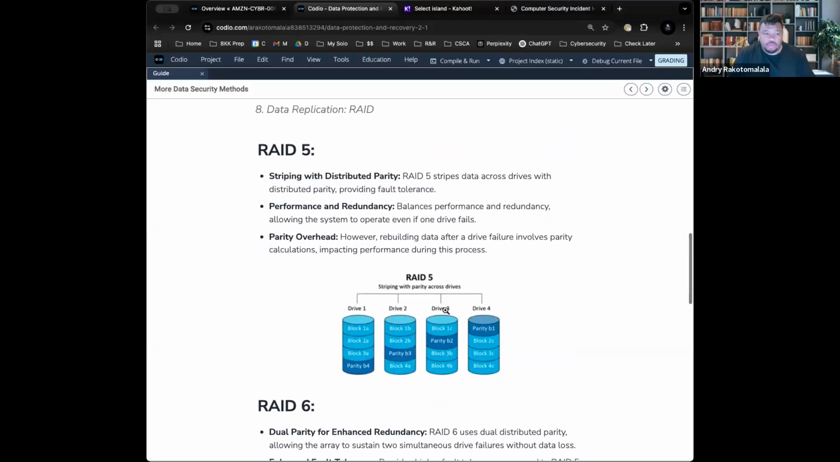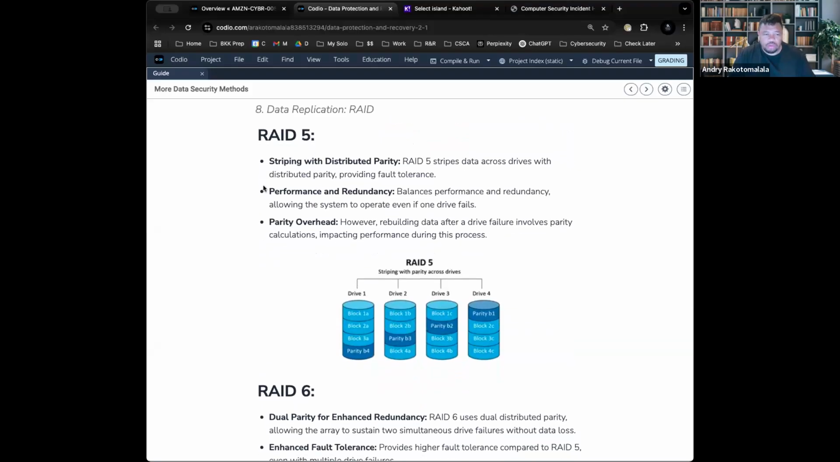And then there's RAID 5. This is the one called striping with parity. So this just means that you have data. Well, first of all, let me define this. Parity, in very simple terms, is doing an error check. So there's error check information to make sure that nothing has been changed.